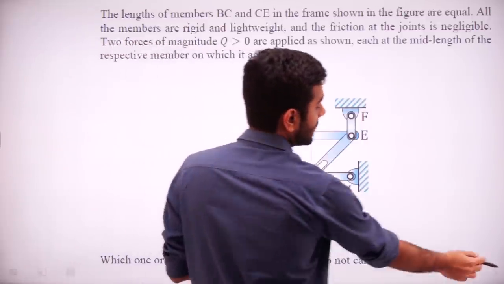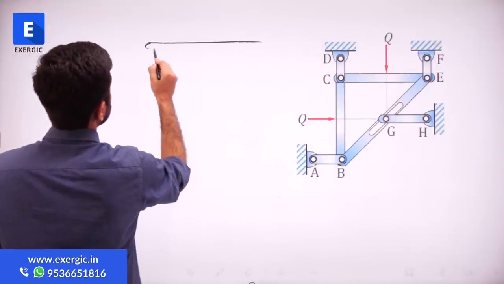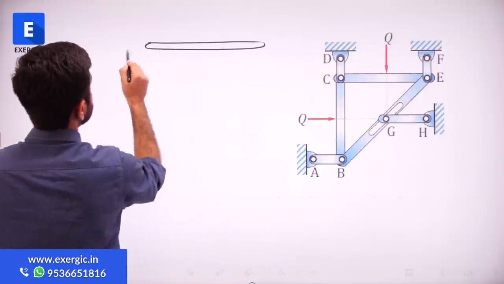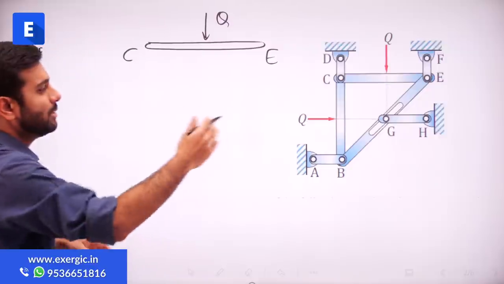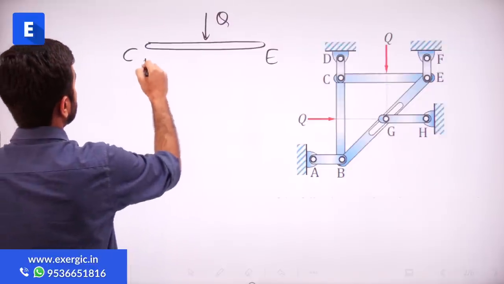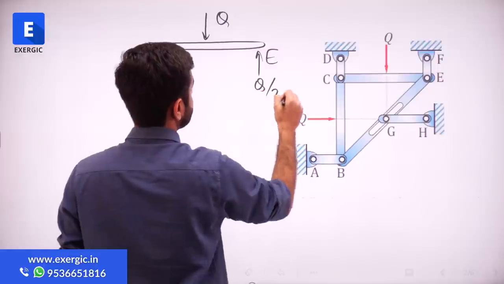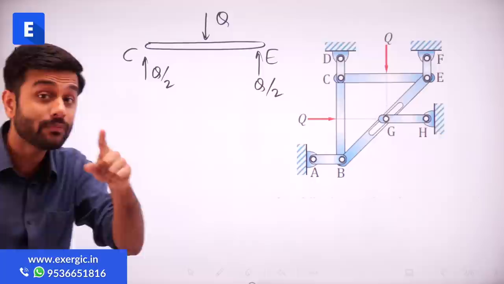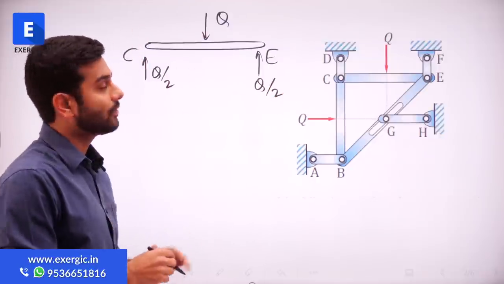So if we do that, let's come to this diagram here. If we do that, what is going to happen? This is C, this is E, this is load Q acting. So it's just like any beam that we have, and Q by 2 will be coming at both the ends, here also, right? This is the free body diagram of CE. Please note CE, where Q is acting in the upward direction.